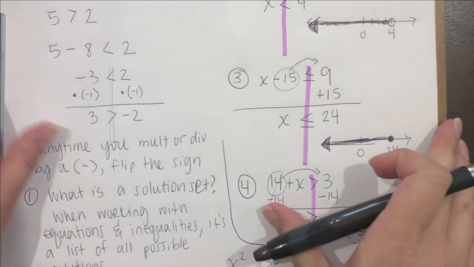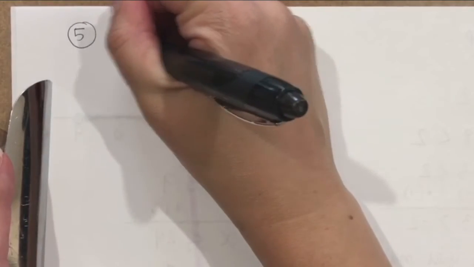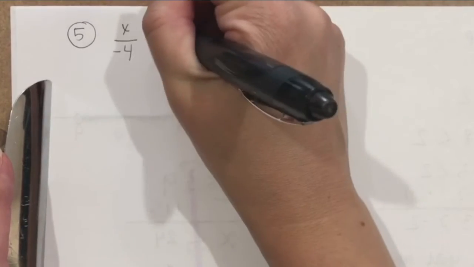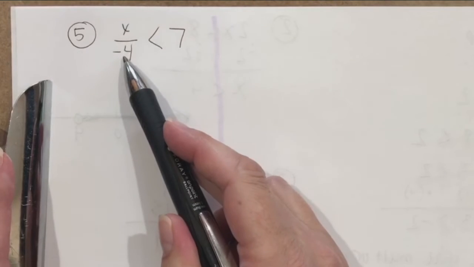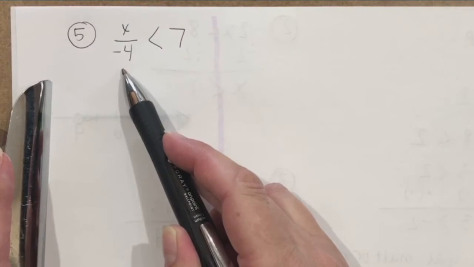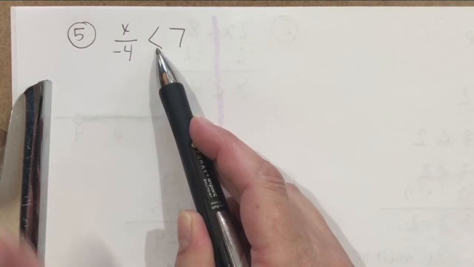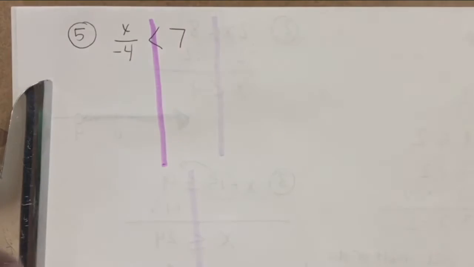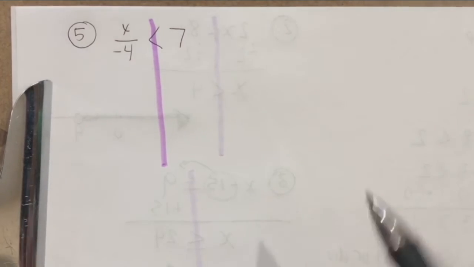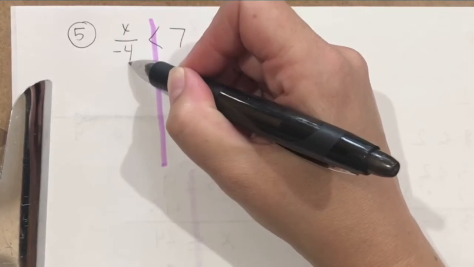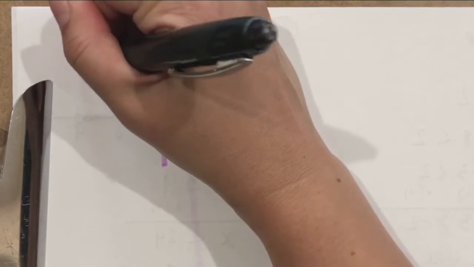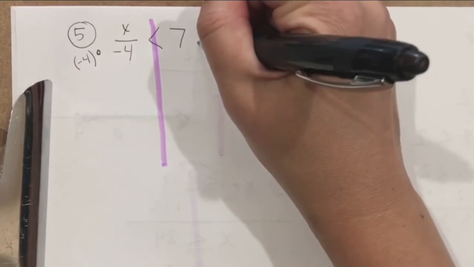Let's do number 5. X divided by negative 4 is less than 7. Ooh, we get to have a negative, and it's being divided, so we'll multiply, meaning this is going to flip. Very exciting. We finally get that example. So if we're dividing by negative 4, to cancel that out, we need to multiply by negative 4. Multiply by negative 4 on both sides.